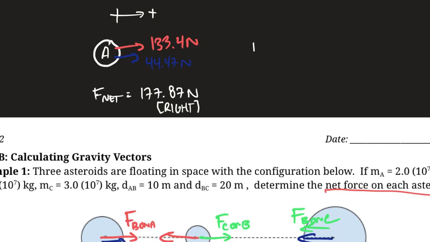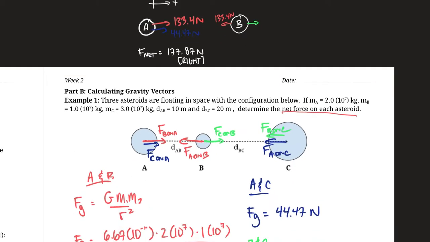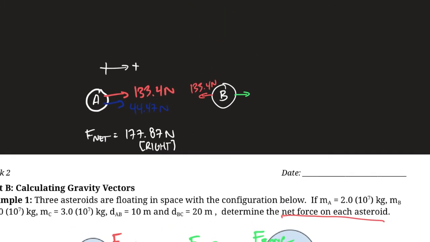Let's do the same thing for asteroid B. Asteroid B has a force pulling to the left by that same 133.4 newtons, and it's got a force pulling to the right. The green force of F of C on B was 50.03.